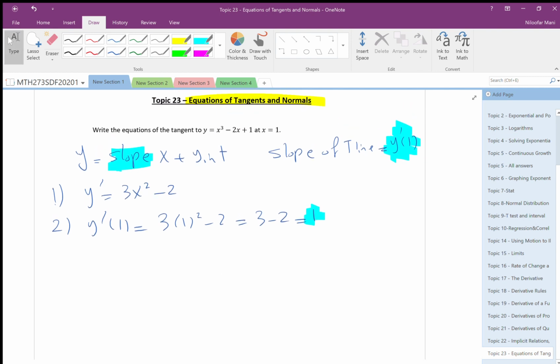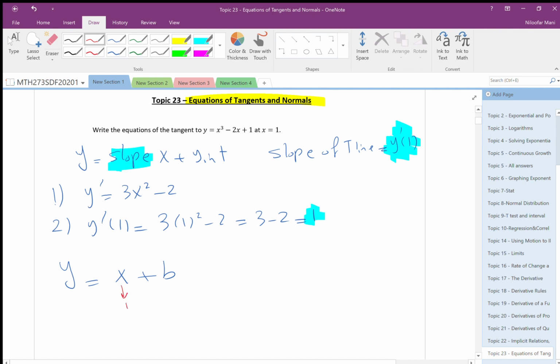Okay, now I have to find the y intercept. So how can I find the y intercept? I put y equal 1x, which is the slope, plus b. I have to find b. How can I find b? Do you remember? You have to put a point there. So you have to put 1 point here for x, 1 point here for y, and find b. Here x is 1, but what is y?